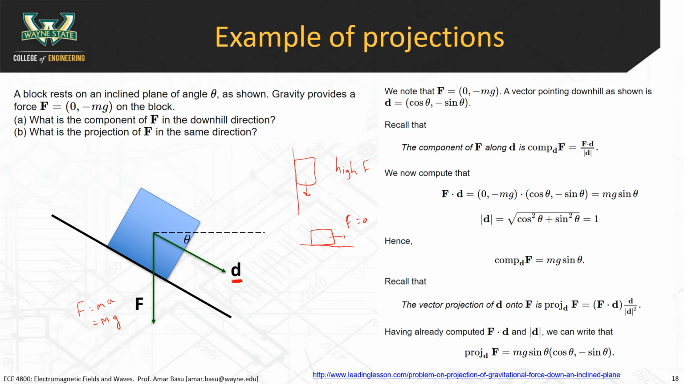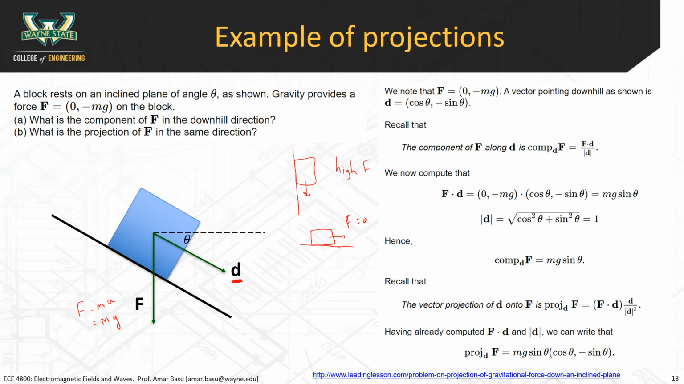So the first question is, what is the component of F in the downhill direction? So this is a solution here. So we note that F is equal to 0 times negative mg. A vector pointing downhill, as shown, is d equals cosine of theta, negative sine of theta.